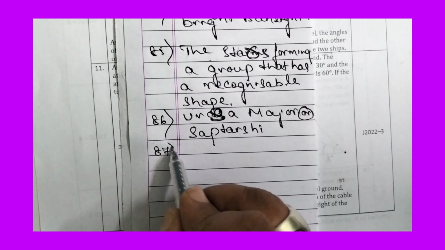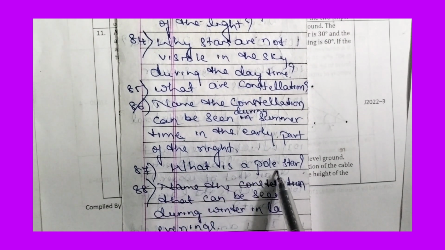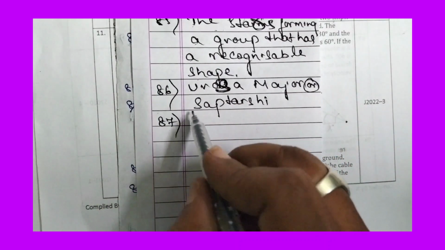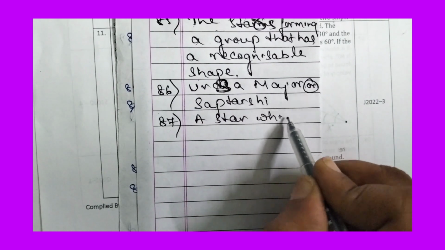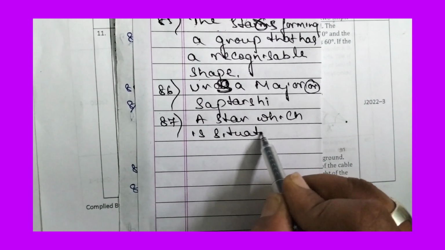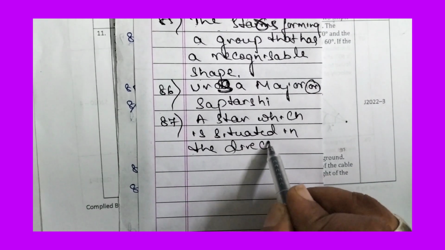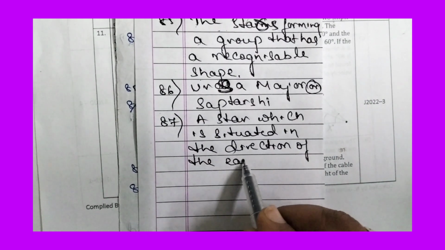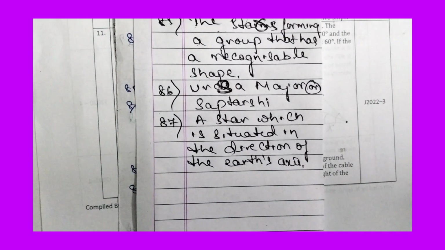Next, let us answer the 87th question. The 87th question is, what is a pole star? So what is a pole star? Now let us answer. A star which is situated in the direction of the Earth's axis is called the pole star.